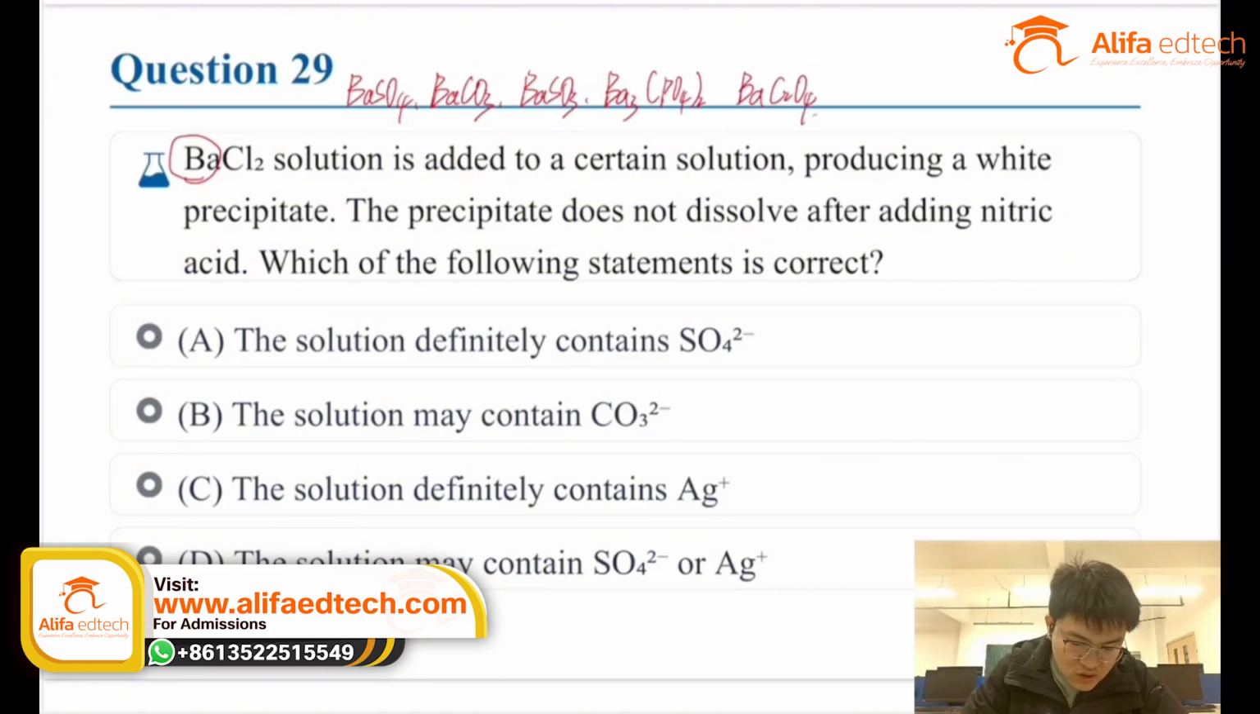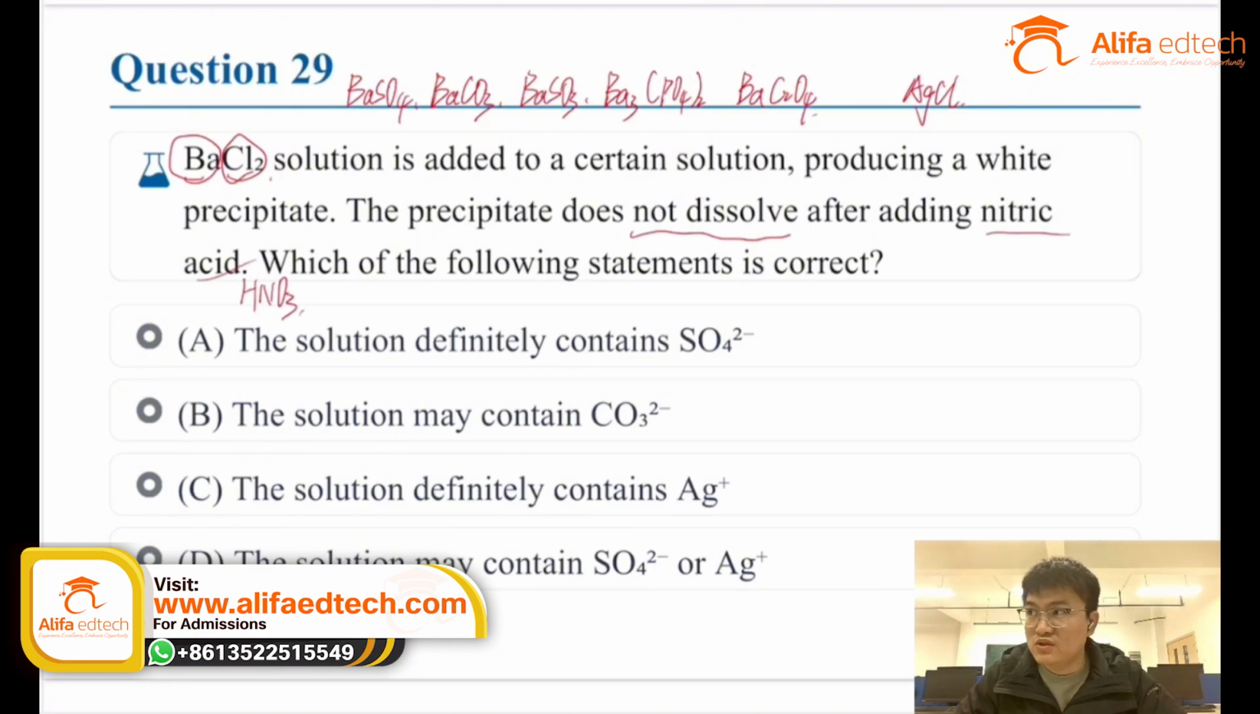Meanwhile, the second possibility is the formation of precipitation by chloride ions. The precipitation formed by chloride ions is very simple. In most cases, we only consider silver chloride. Then among these 6 possible precipitates, those that do not dissolve when encountering nitric acid, that is, those still maintained, are only 2 types: silver chloride and barium sulfate. These 2 precipitates no longer dissolve when they encounter nitric acid.